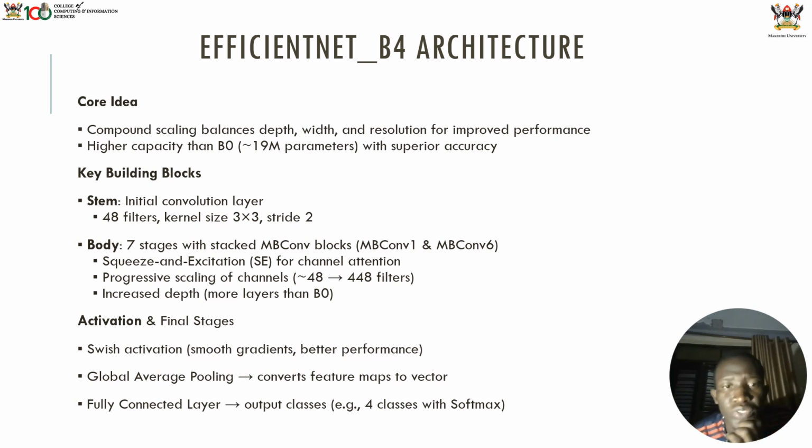We have the key building blocks. Initially, we have the stem, which acts as the first layer that extracts the basic features like edges and textures, using a standard configuration. It is composed of 48 filters, a kernel size of 3 by 3, and a stride of two. It is then followed by the body, which is made up of multiple MBConv blocks, which are the efficient configuration in its original form. Remember, MBConv stands for mobile inverted bottleneck convolution blocks. So EfficientNet B4 is composed of 7 stages, and each stage is composed of these MBConv blocks.